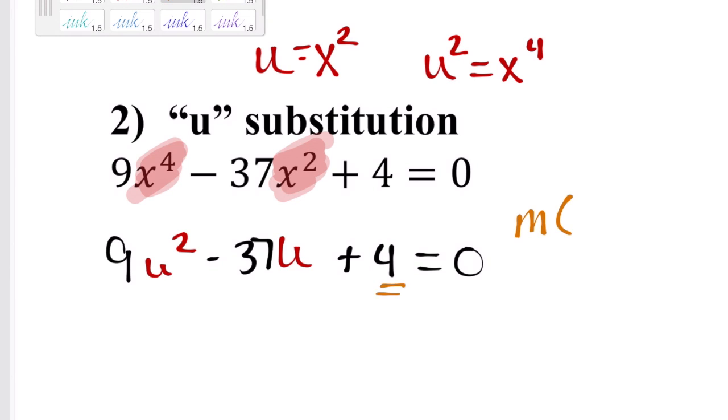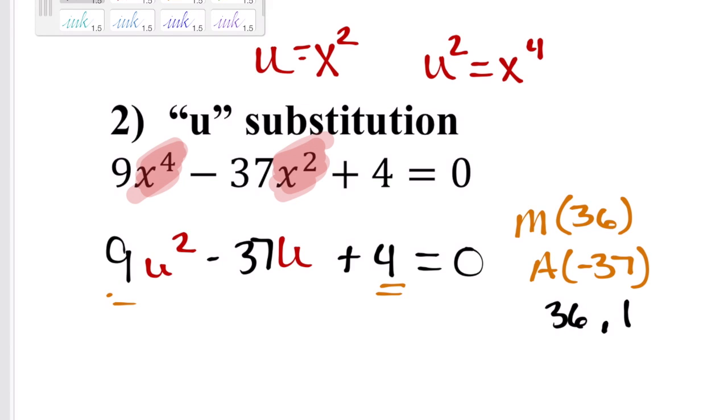So I'm multiplying to get 36 and adding to get negative 37. I kind of already can see what numbers I would use. 36 and 1 multiply to give me 36. If they're both negative, negative 36 and negative 1 would give me negative 37. So I'm going to split my middle.